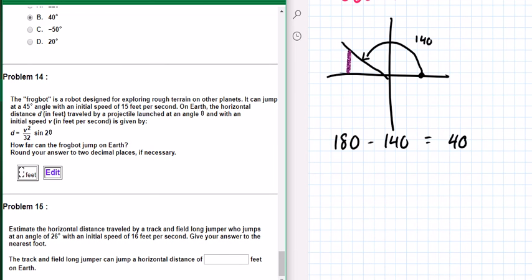Problem 14, the Frogbot is a robot designed for exploring rough terrain on other planets. It can jump at a 45-degree angle with an initial speed of 15 feet per second on Earth. The horizontal distance, d, in feet, traveled by a projectile launched at angle theta with an initial velocity, or speed, in feet per second is given by this following formula. D equals v squared over 32 times the sine of 2 theta. How far can the Frogbot jump on Earth?